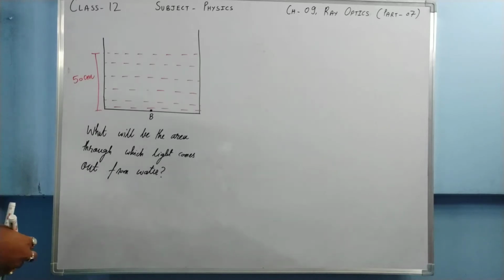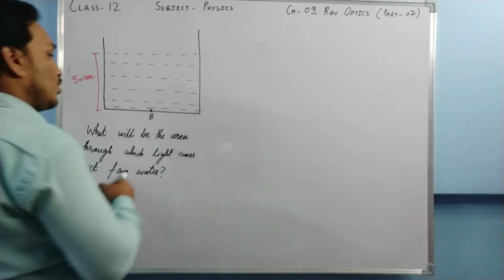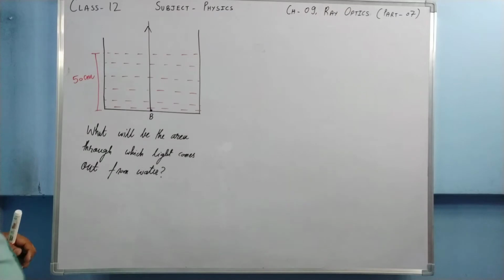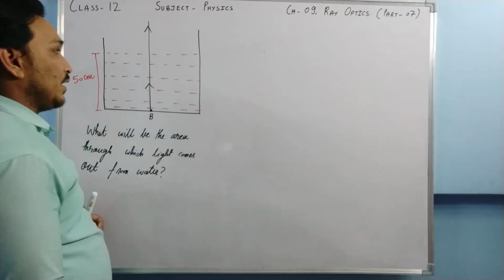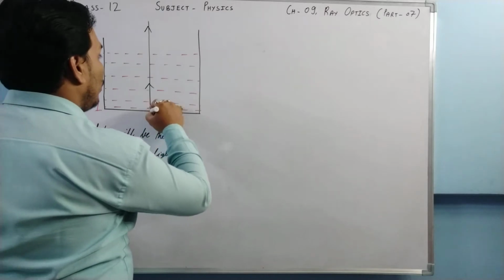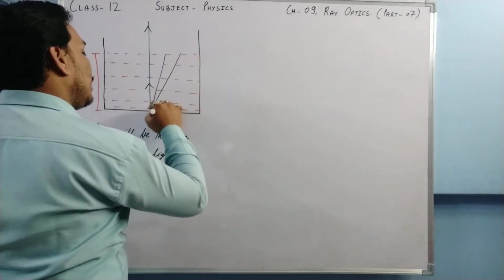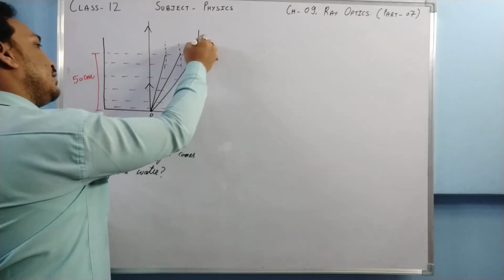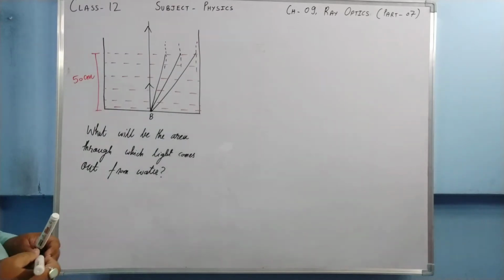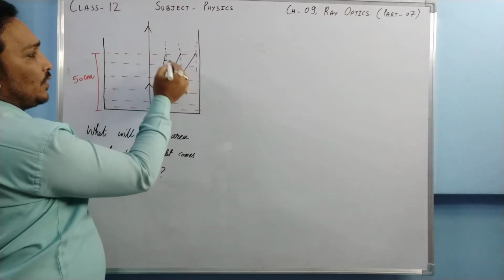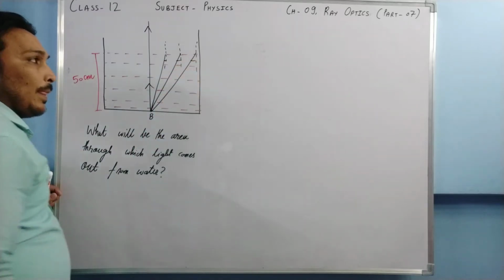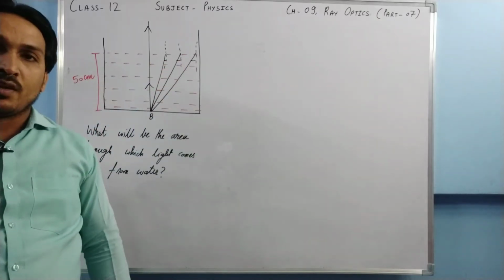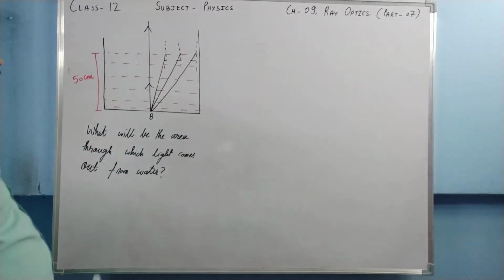Now we need to understand why this area needs to be calculated. Suppose from the bulb, the ray of light which goes straight upward will not face any kind of refraction. But as we move away from this, the angle of incidence starts increasing. Just see, in this case the angle of incidence is very small, here it is bigger, and here I think it is the biggest among the three. So the angle of incidence starts increasing.